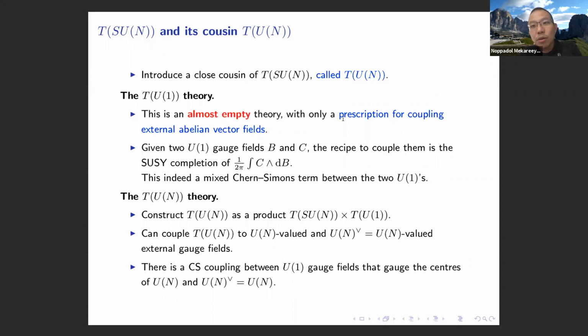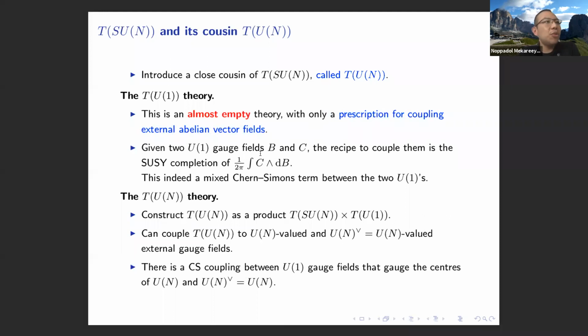Now there is another close cousin which will play an important role in our theory. It's called T[U(N)]. So what is T[U(N)]? Basically, you introduce something called T[U(1)]. T[U(1)] is basically an almost empty theory. It's not quite empty, although it has no vector multiplet, no hypermultiplet, nothing. But it has a prescription for coupling an external abelian vector field.